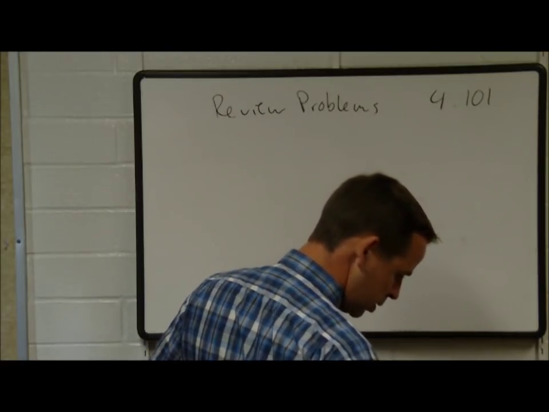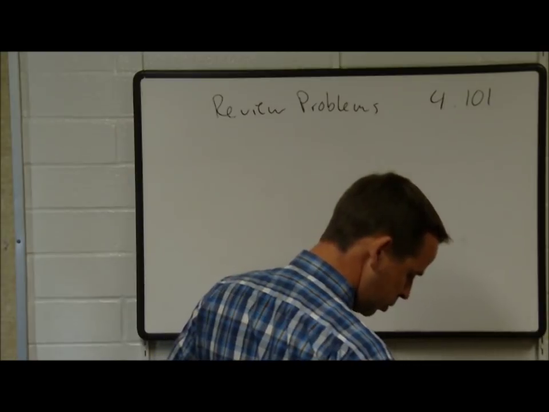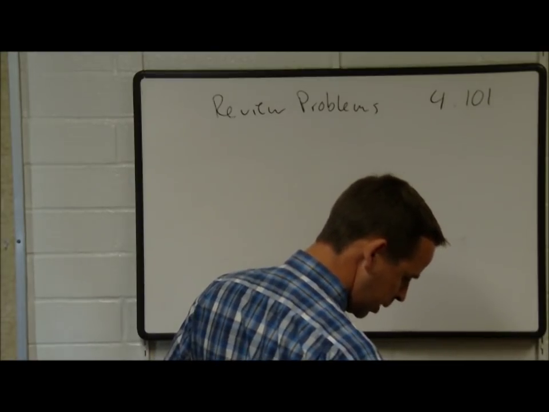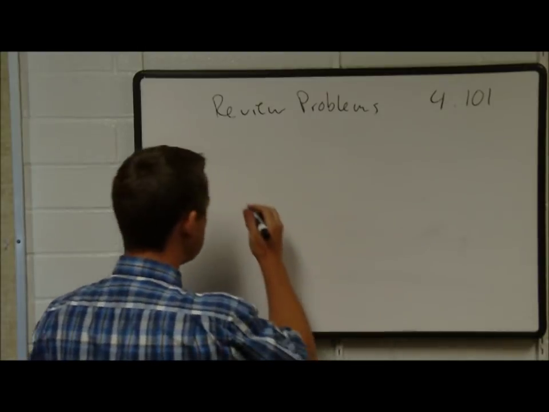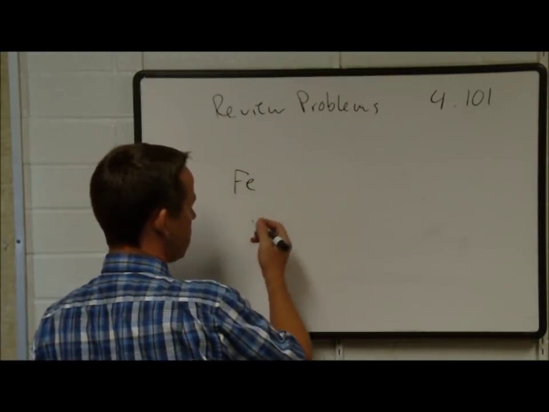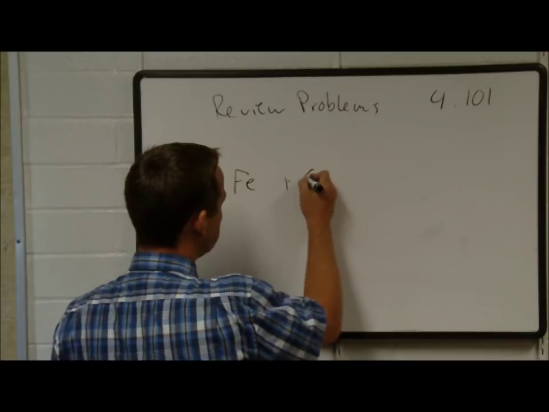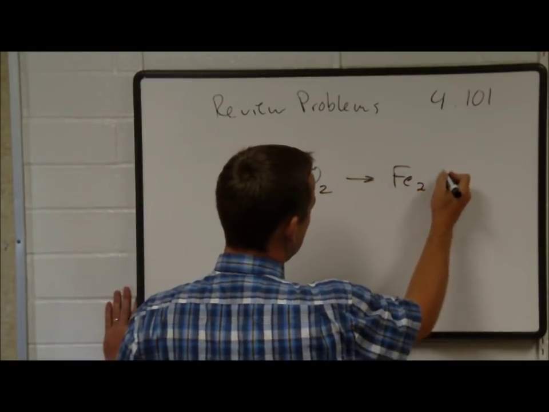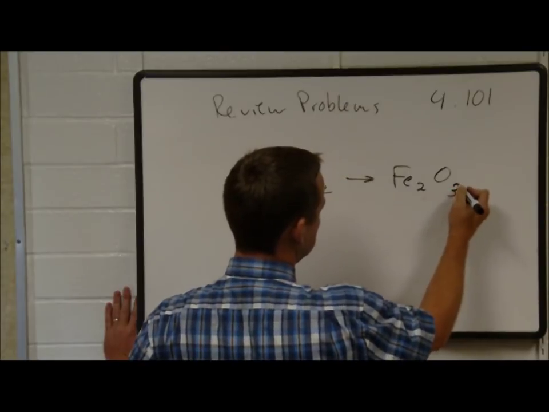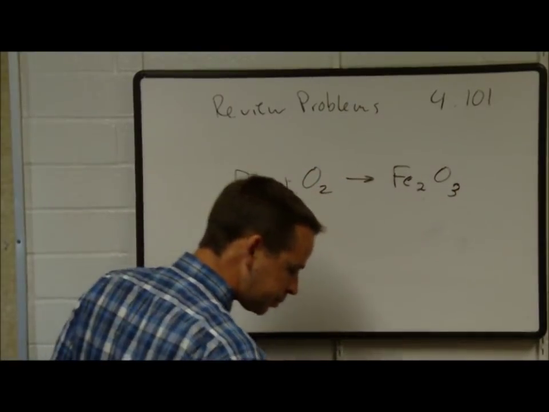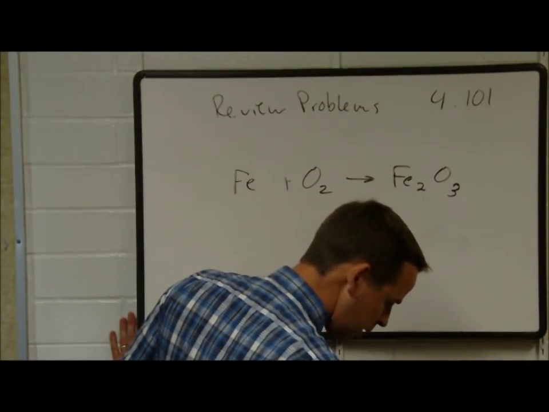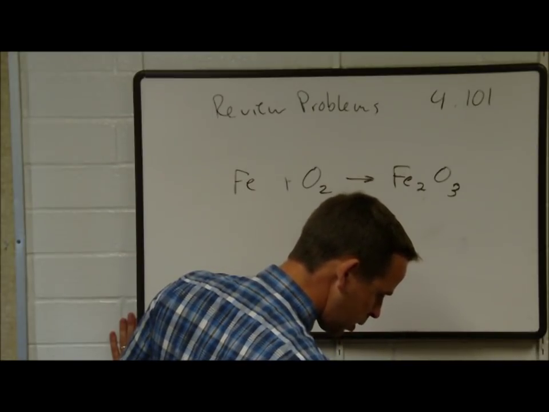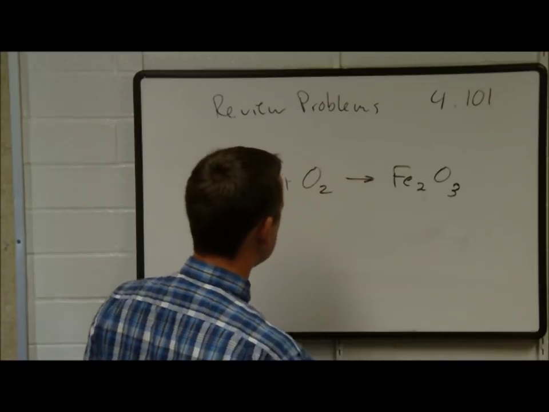Write the equation that expresses in acceptable chemical shorthand the following statement. Iron can be made to react with molecular oxygen to give iron(III) oxide. Right? Write the equation that expresses in acceptable chemical shorthand the following statement. Iron can be made to react with oxygen to give iron(III) oxide.